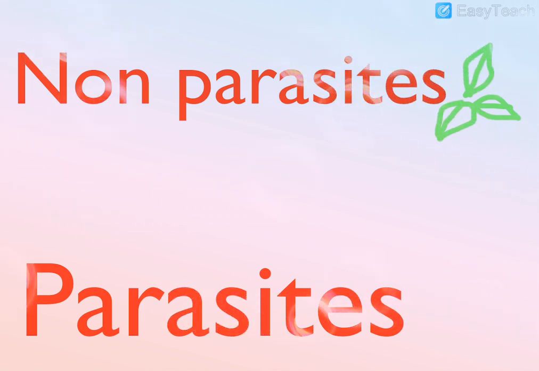Non-parasites are the green plants that make their own food. Leaves of these plants prepare food with the help of sunlight, carbon dioxide, water, and chlorophyll present in them. This process is called photosynthesis. Hope you all know that. The food prepared by leaves is stored in the other parts of the plant.